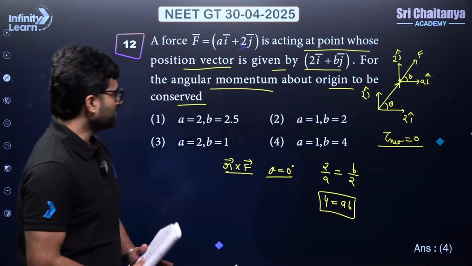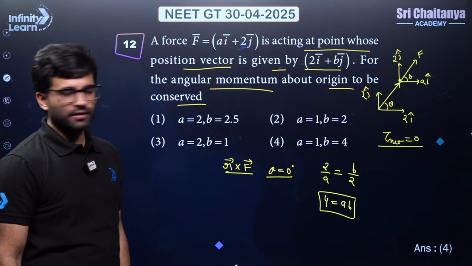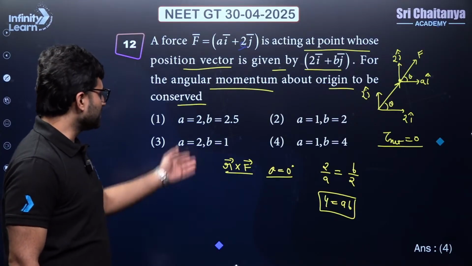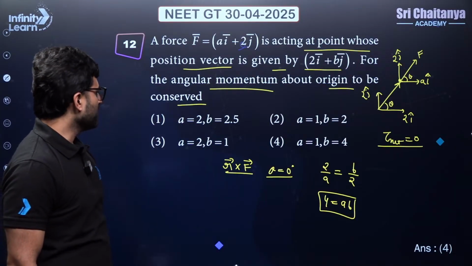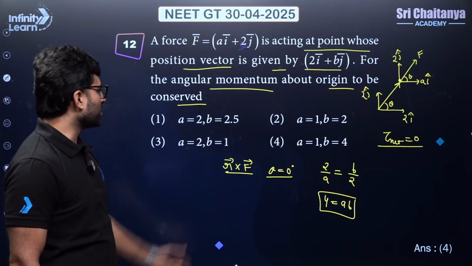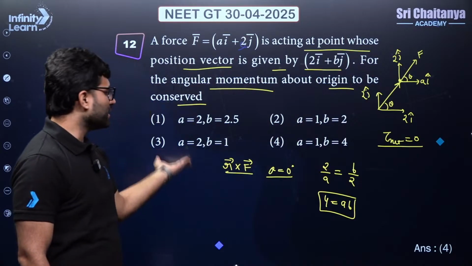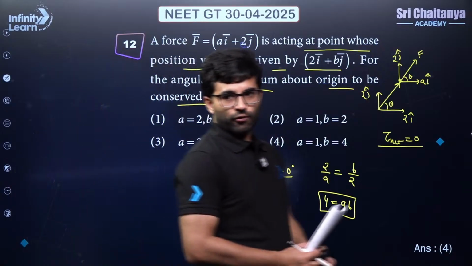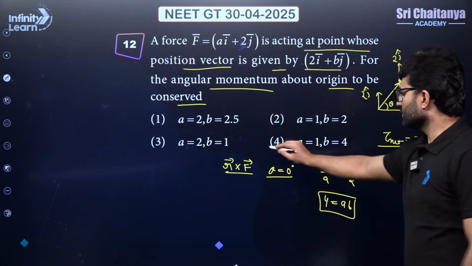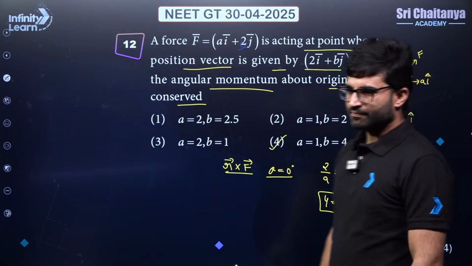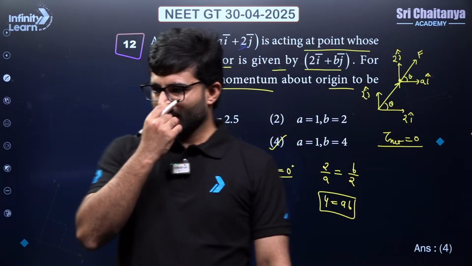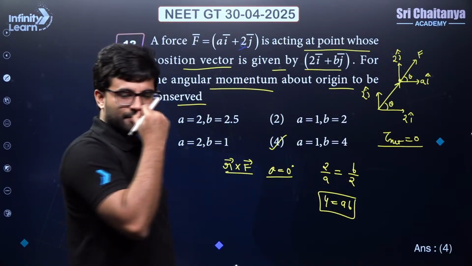Now you will say that, sir, this is just one equation, how will we calculate? You can check the options. Let us see where ab is coming as 4. In the first option, is it coming? No, that is 5. In the second option, no, that is 2. Again, the third option is 2. Only one option gives 4. Understood? So this is 4, correct? Is this very, very clear?